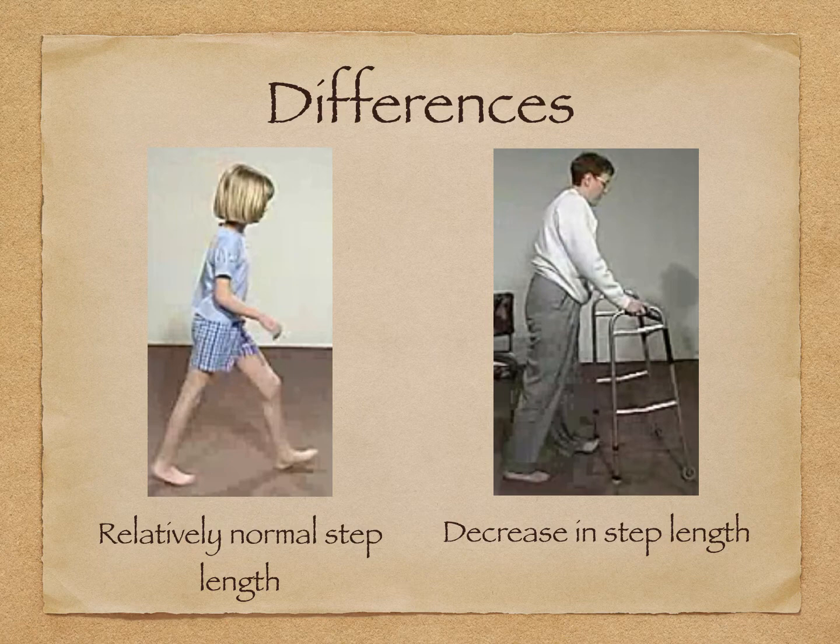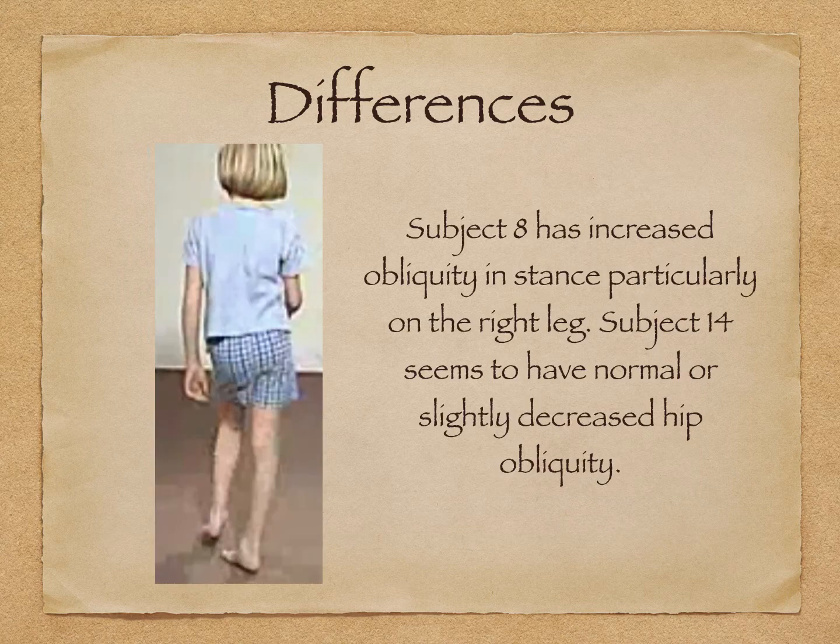When you compare the step length for each subject, you'll notice that subject number 8 has a relatively normal step length, and subject number 14 shows a decrease in step length. So a specific difference of subject 8 is that she has increased obliquity in stance, particularly on the right leg, as shown in the picture on the left. Subject 14 seems to have normal or slightly decreased obliquity, which is obviously different from what is shown here.